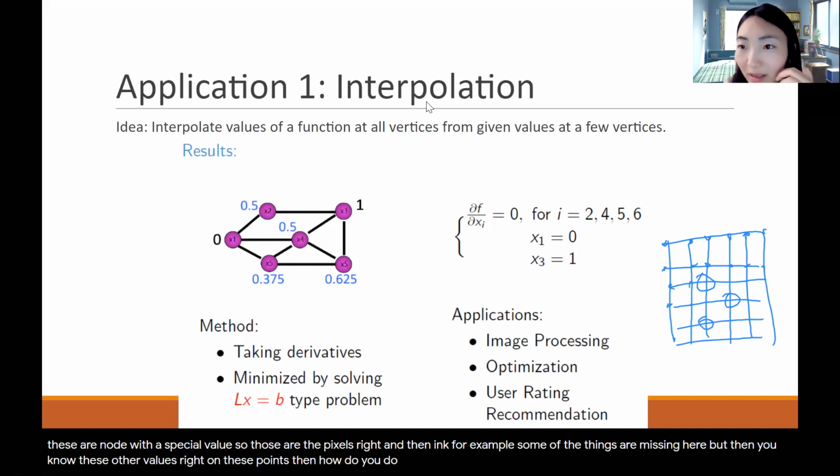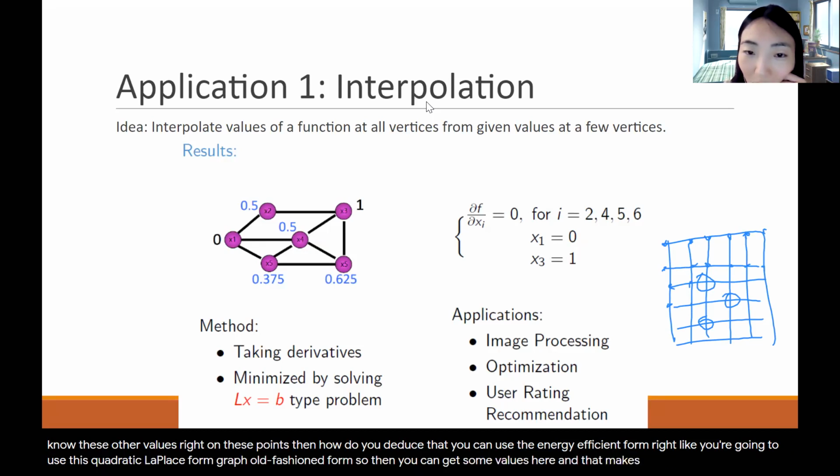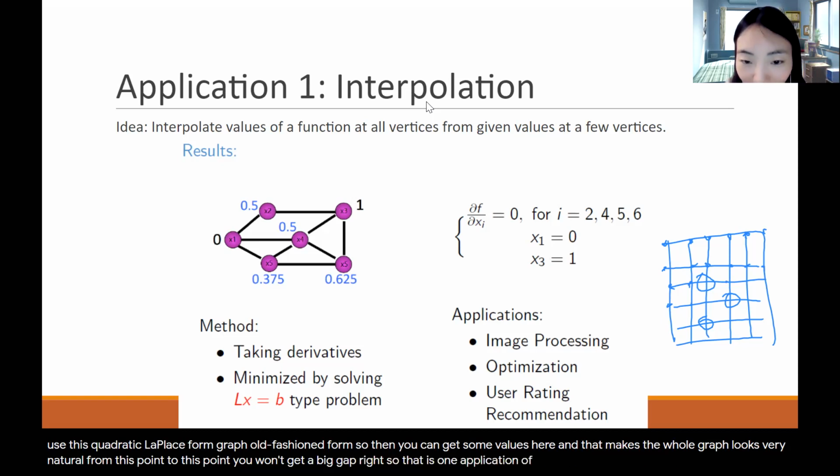Then how do you deduce that? You can use the energy efficient form, right? Like you're gonna use this quadratic Laplace form, the graph Laplacian form. So then you can get some values here that make the whole graph look very natural, right? From this point to this point, you won't get a big gap, right? So that is one application of the graph Laplacian.